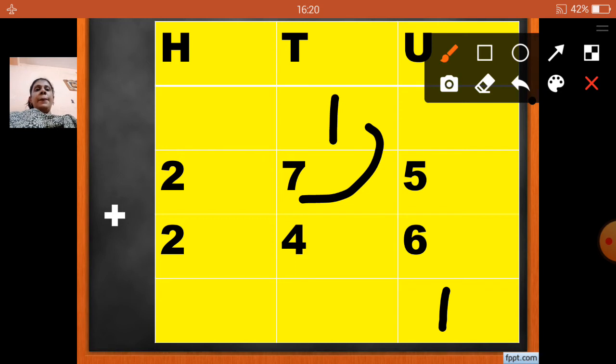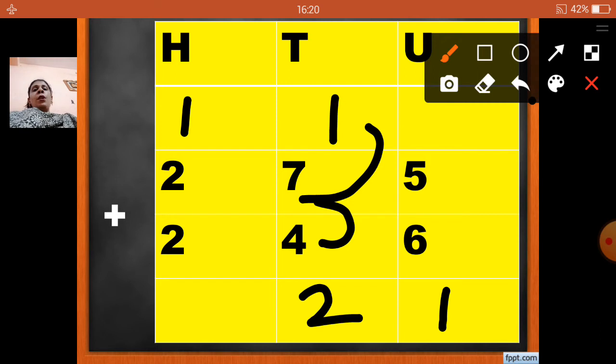So 7 plus 1 will be 8. 8 plus this 4: 9, 10, 11 and 12. So I will write 2 here and 1 again, carry over. Now here I got the answer in 2 digits. So one number I am going to carry over.